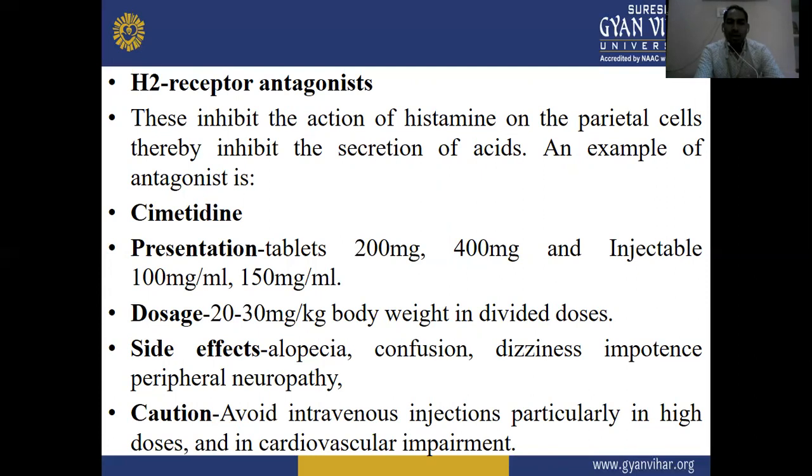Presentation: tablets of 200 mg and 400 mg, and injectables of 100 mg per ml and 150 mg per ml. Dose: 20 to 30 mg per kg body weight in divided doses. Side effects of H2 receptor antagonists include confusion, dizziness, impotence, and peripheral neuropathy. Precautions: avoid intravenous injections, particularly in high dose, and in cardiovascular impairment.